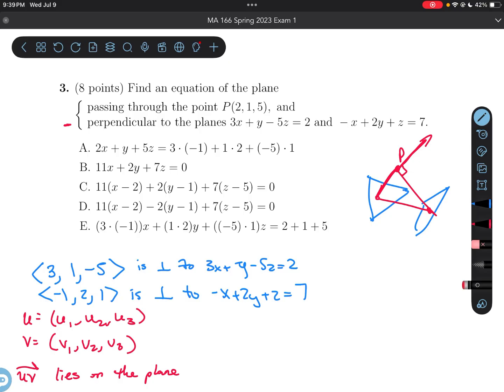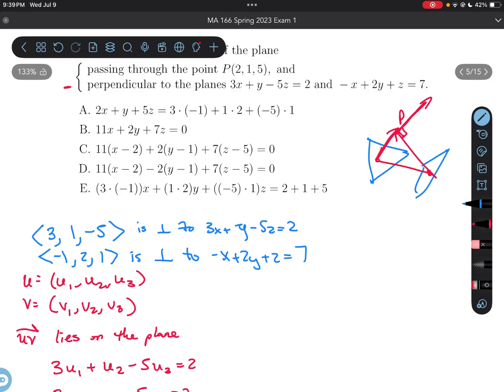But I don't know the plane yet, so instead I have the two vectors that are perpendicular to the two planes given to us in the question. What I can do is find the vector that is perpendicular to those two vectors, 3, 1, negative 5, and negative 1, 2, 1. How do I find the vector that is perpendicular to those two vectors? I take the cross product.